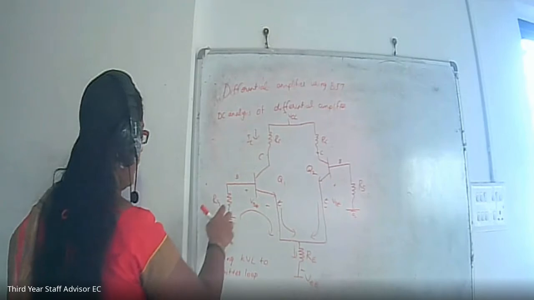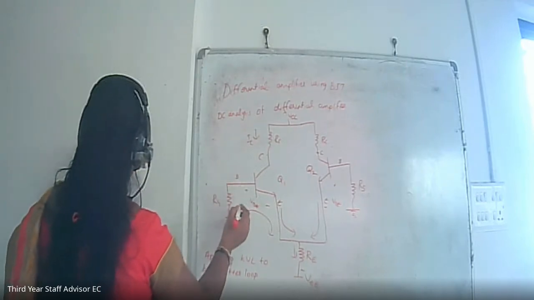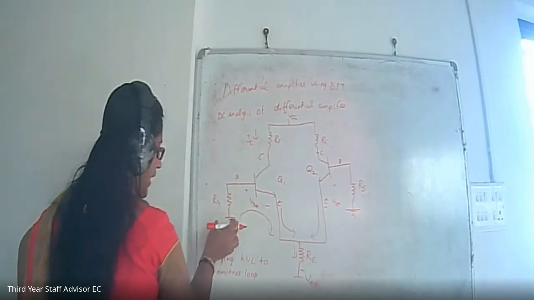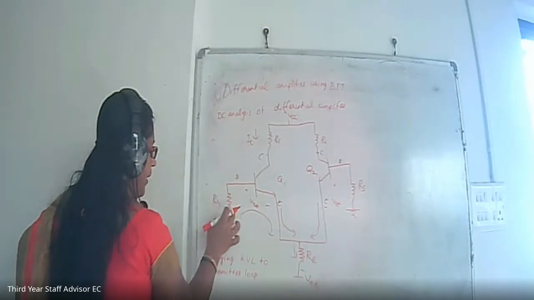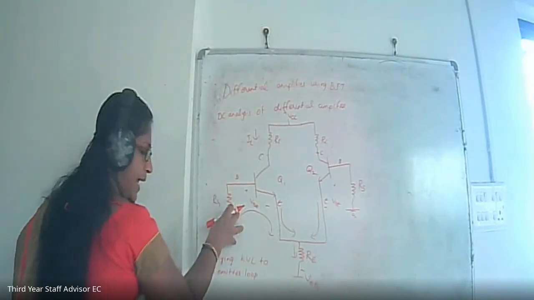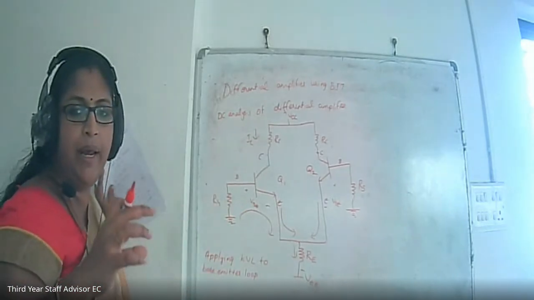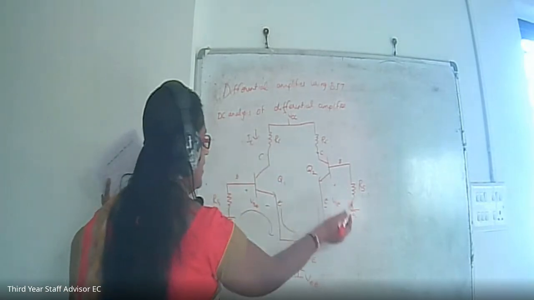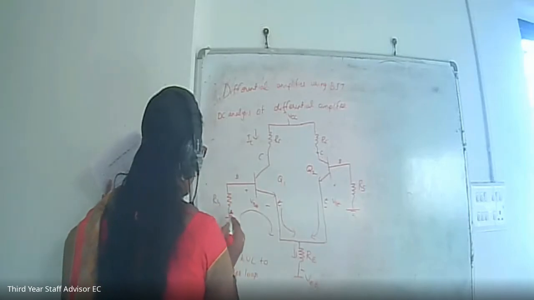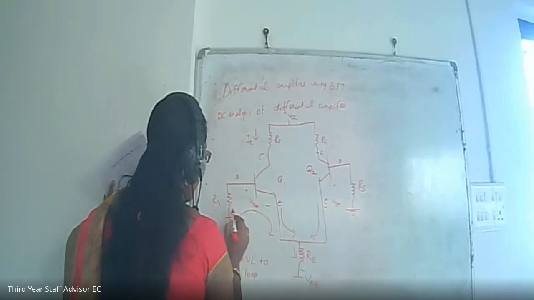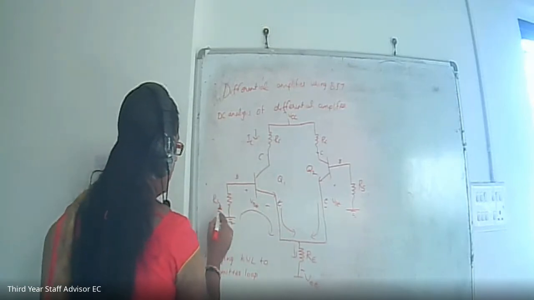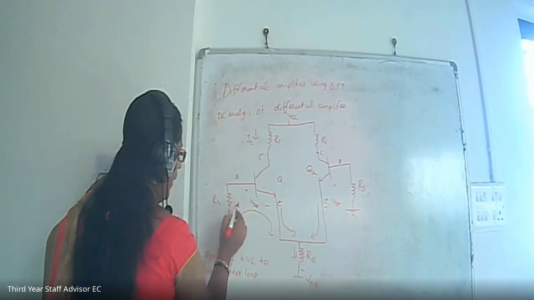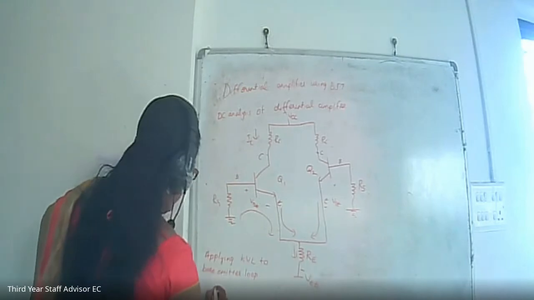Once we are applying KVL, how can you write the equation? Here we are assuming the current is IB, flowing through this RS. Here there is a ground. We are grounding the source, but actually there was an AC source. Due to that source, there will be a base current flowing to this transistor. Similarly, there is also a source here, but for DC analysis, we are grounding it. Let that current be IB. So the IB current flows through this RS, and due to that there is a potential drop across RS, which is IB into RS.